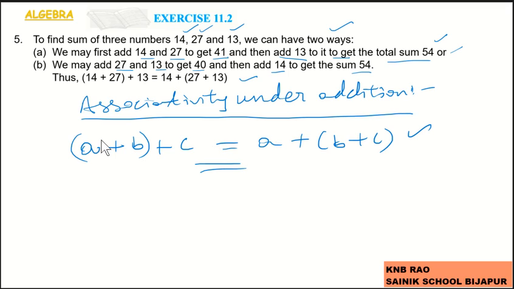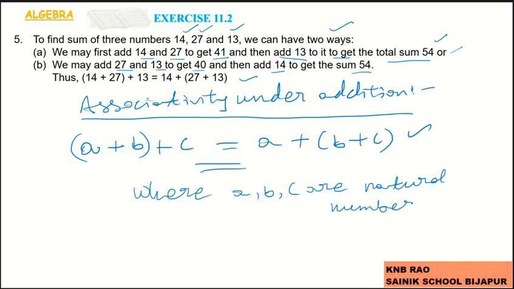Once again I'll repeat, associativity under addition says the sum of any three numbers, however they are added, is equal. We can represent it with the help of three variables. A plus B plus C is equal to A plus B plus C, where A, B, C are natural numbers, or any other type of numbers.